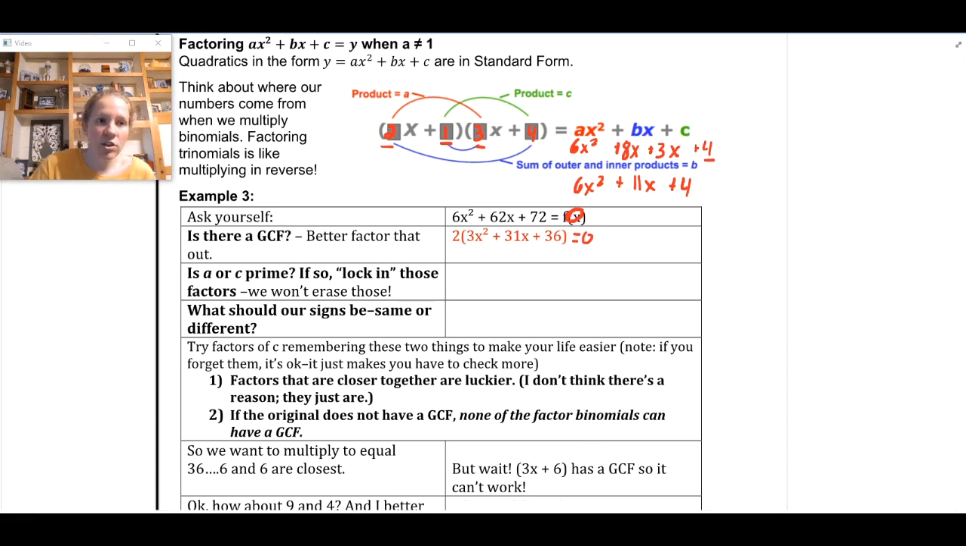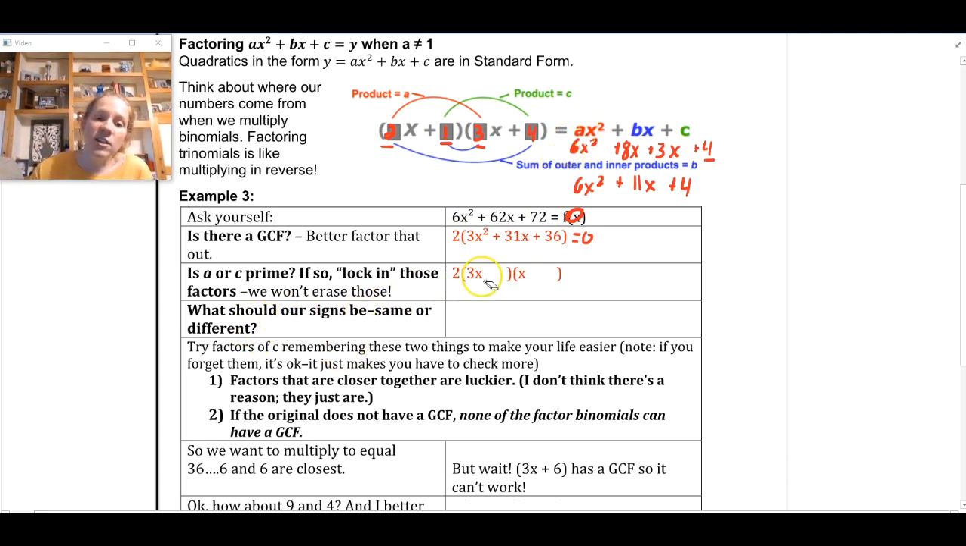Now the next thing you should look at is your A value and your C value, and see if they are prime. Remember that prime means it's a number whose only factors are itself and 1. So the only factors of 3 are 1 and 3. If you have a prime A, that means you can lock in those factors. And what I mean by that is you're going to have your 2 still out front, but then the only way you could get that 3x squared is to say 3x times x. That's the only place that A value could have come from.